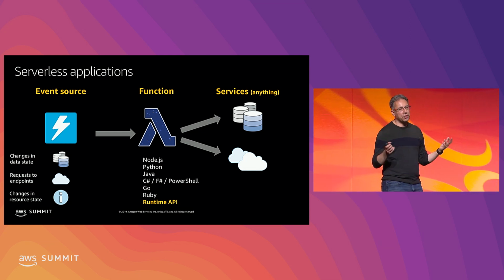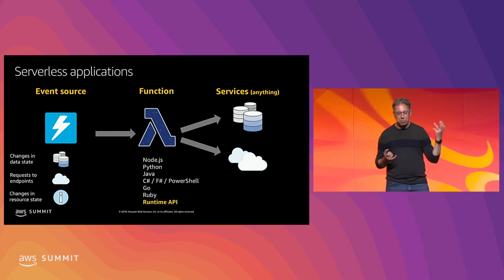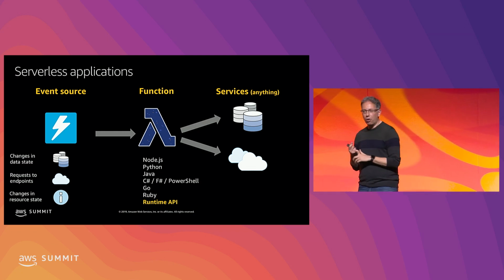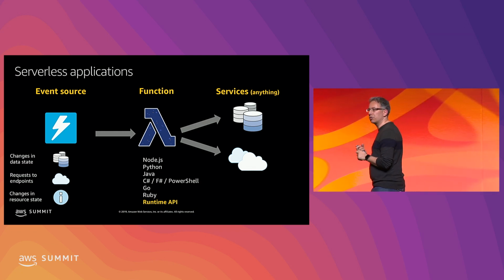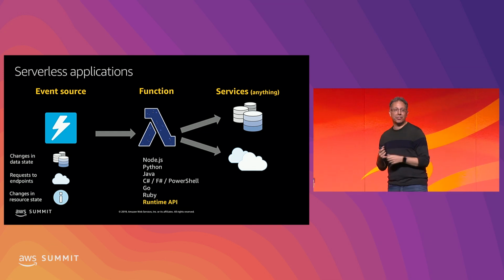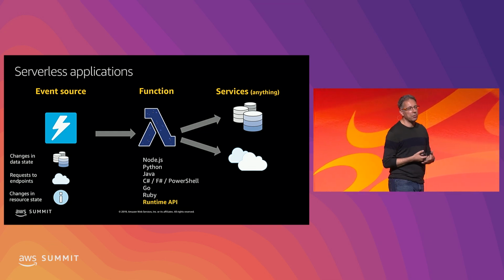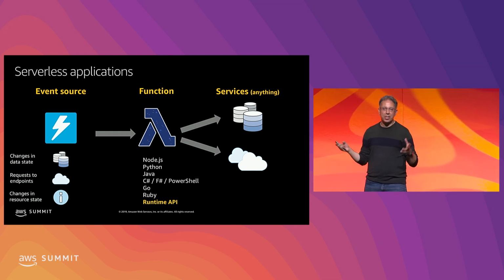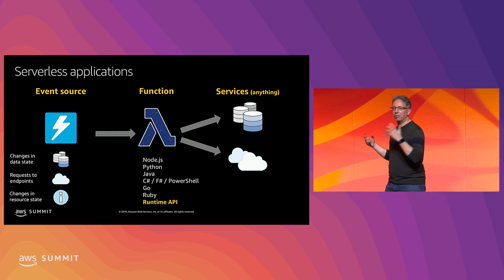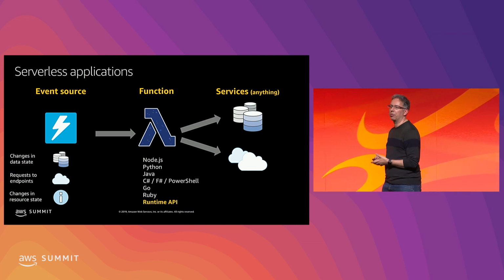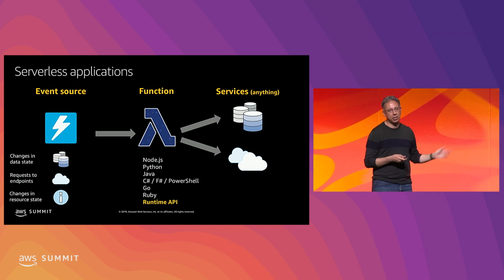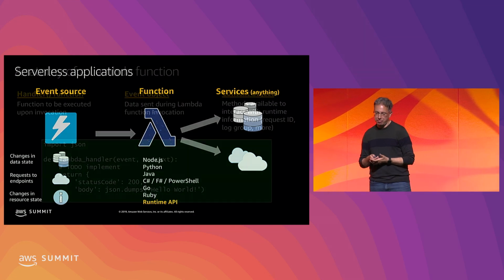We officially support Node.js, Python, Java, C#, F#, PowerShell, Go, and we recently launched support for Ruby. But we also have the runtime API that, as we will see, allows you to bring almost any language to the Lambda platform. And this function is your code, so it can do anything. It can reach anything available on the internet or in your private VPC on AWS, or even, through Direct Connect, on-premises resources that you have.